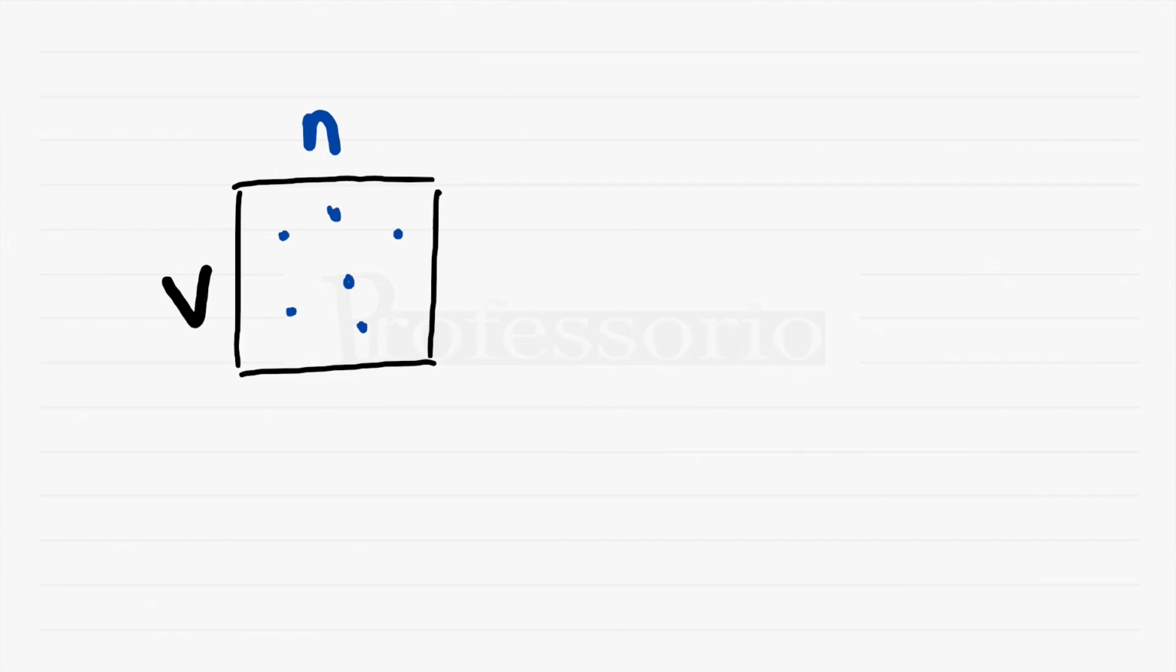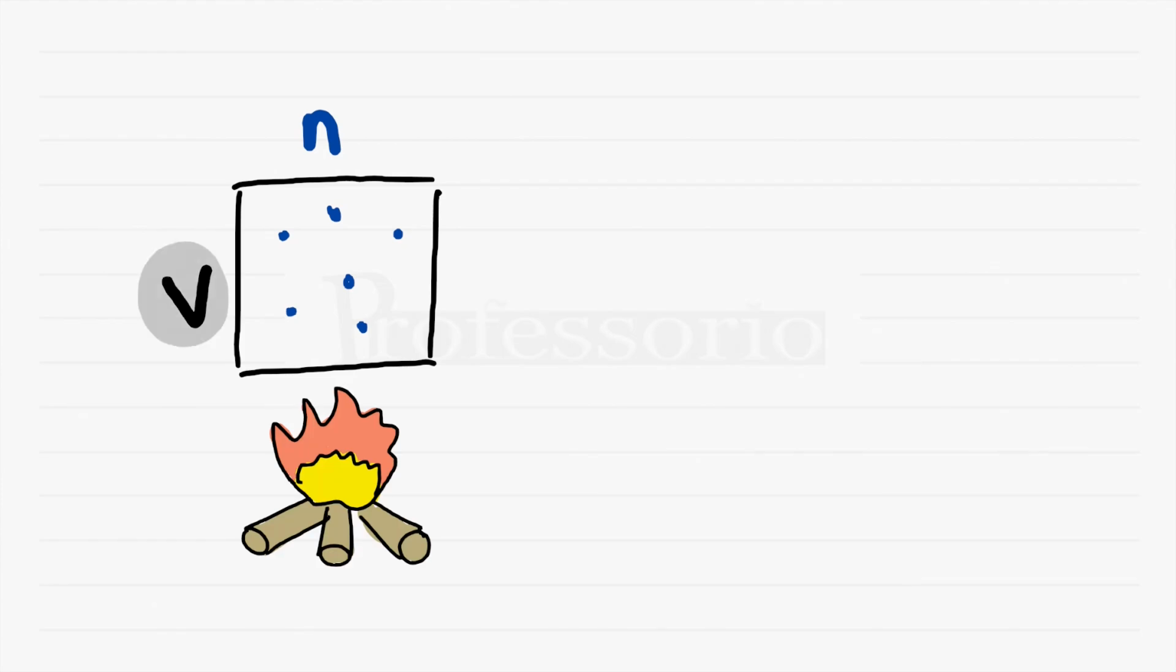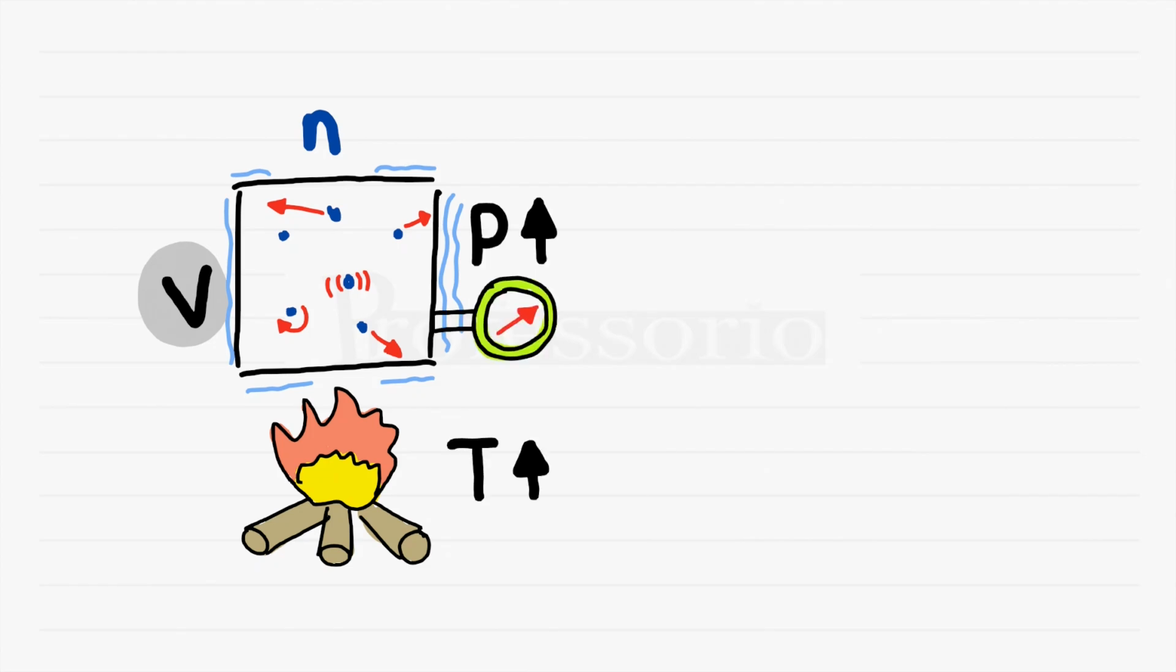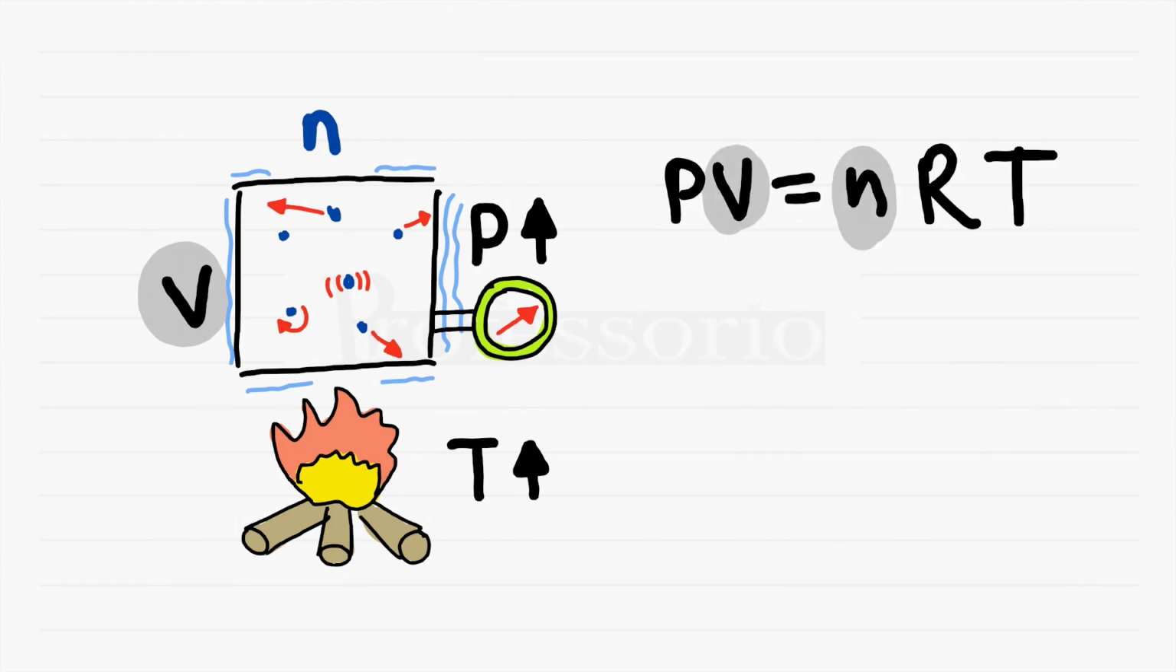Imagine we keep some N amount of gas in a container of volume V. Now when we heat the container, but don't let its volume change, the gas molecules move faster with a higher energy and push harder on the walls. As a result, the pressure rises as the temperature rises. Now look at the equation. It tells us the same thing. When V, N and R are constant or fixed, increasing the temperature increases the pressure.